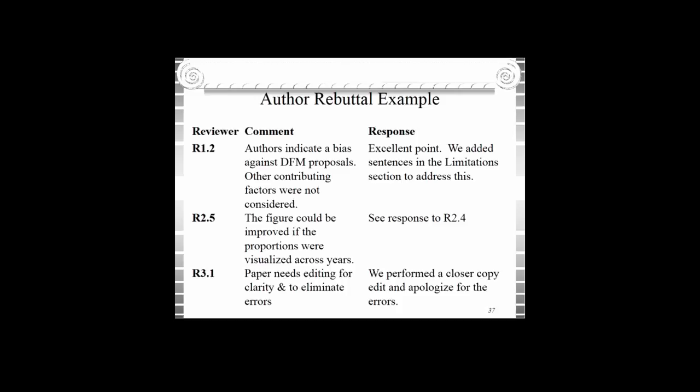I did get permission from the author to use this. But it's not about the content, it's just a nice format. See, he went through and he had three reviewers, and he numbered all their comments, and he summarized what the comments were, just pasted them into his table, and then in the right-hand column just made a remark and said, good point, we added sentences to the limitation to address this, or see response above, we've already talked about this. That kind of thing. So that's one way to do it.